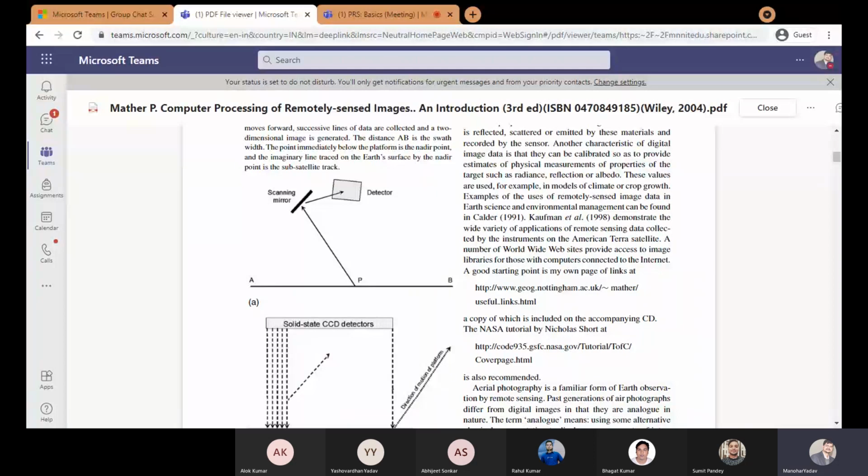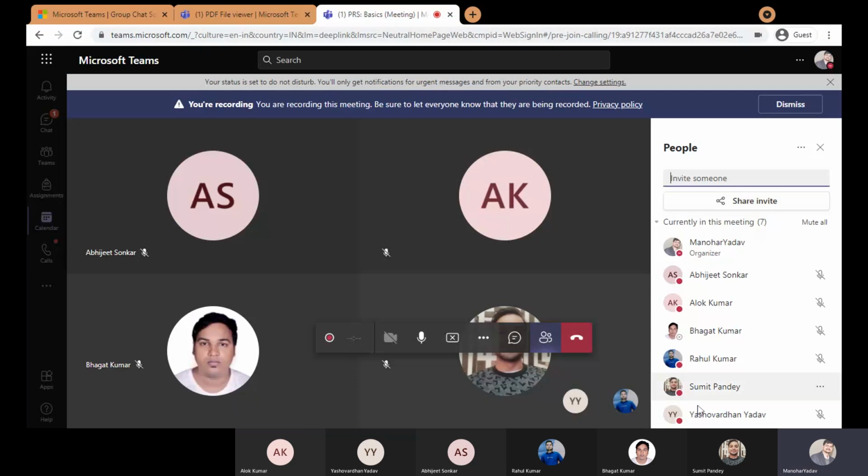Now let's say we have 7 bands. Abhijit, could you please unmute? Yes, sir. If we have 7 bands, then what will be the representation of the digital number? 1 column and 7 rows. Correct. 1 column and 7 rows, where each row represents the digital number acquired in that particular band. Yes, sir. Okay.